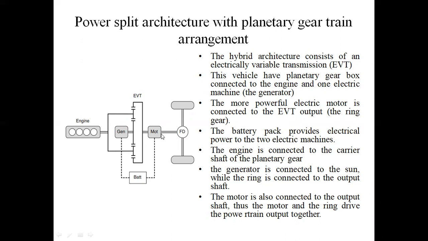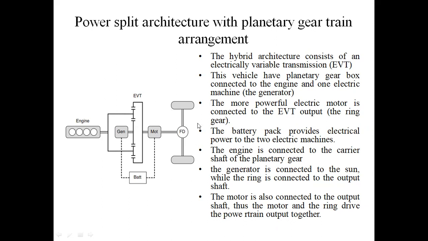The output of the shaft means this one. The generator output is connected to the sun gear, while the ring is connected to the output of the shaft. Last point, the motor is also connected to the output of the shaft. This motor and the ring drive the power train output. The motor and gearbox output both transmit power to the vehicle.